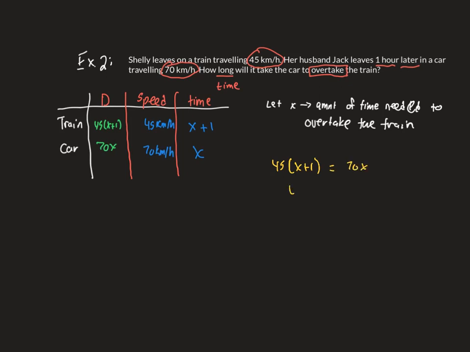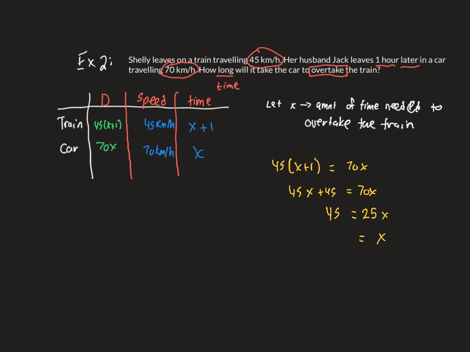Let's distribute this out. 45x plus 45 is equal to 70x. Let's get our x's to the same side. So you're going to have 45 is equal to 70 minus 45. So what do we have? 70 minus 45 should be 25.